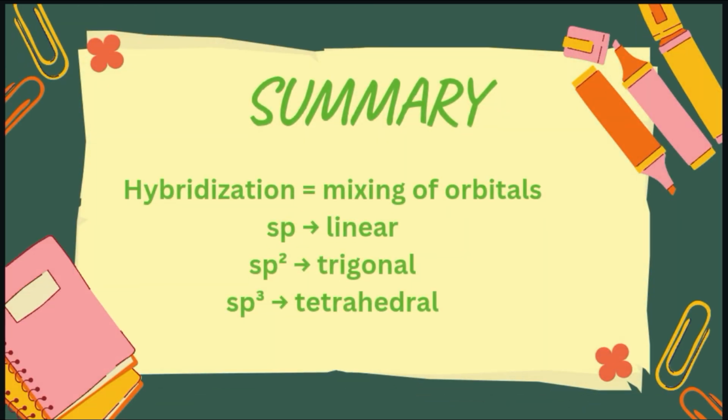Let's quickly revise. Hybridization means mixing of orbitals. sp is linear shaped. sp2 is trigonal shaped. sp3 has a tetrahedral shape. This is how atoms form strong bonds and stable molecules.